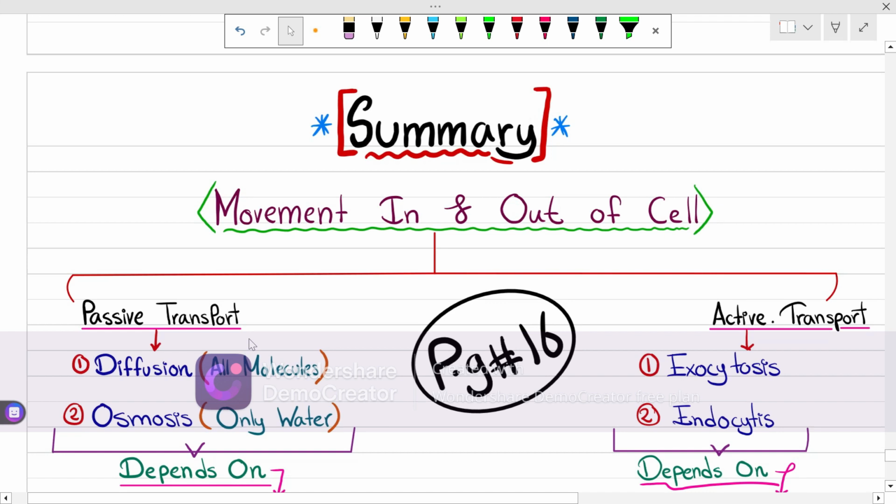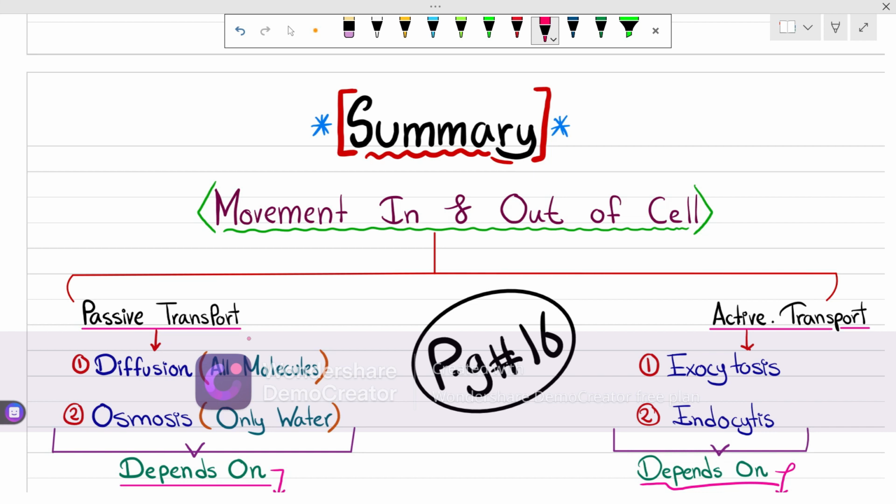And with that, we have finished all the methods of transportation except phagocytosis, because we're going to talk in detail about phagocytosis in chapter 9, circulatory system, when we talk about white blood cells and how phagocytes perform phagocytosis.